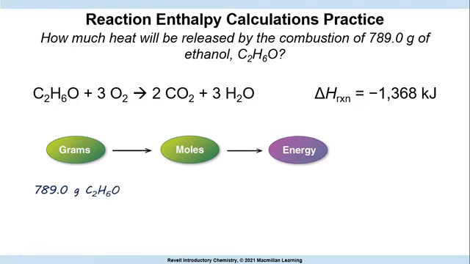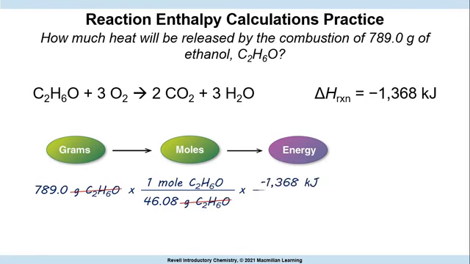So we are going to move from grams to moles using the molar mass. The molar mass of ethanol is 46.08 grams per mole. So the grams will cancel with the grams, and we have the moles of ethanol. Now with the moles, we are going to use the conversion factor in this balanced equation, where we've seen that 1 mole of ethanol will give minus 1368 kilojoules. So now we cancel out the moles of ethanol, and we are left with kilojoules.